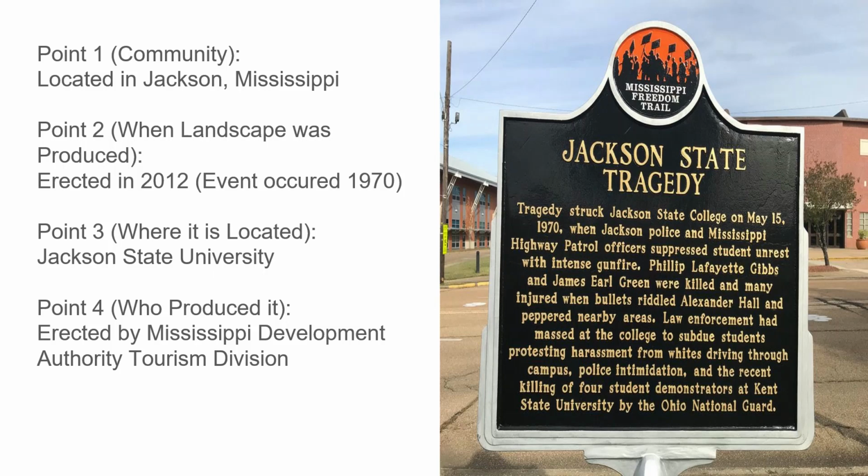University, particularly in its western entrance, where there's a rather controversial road that was part of the whole ordeal at Jackson State, called Lynch Street, named after an African American politician during the Reconstruction era. Who produced it? This was actually erected by the Mississippi Developmental Authority Tourism Division.